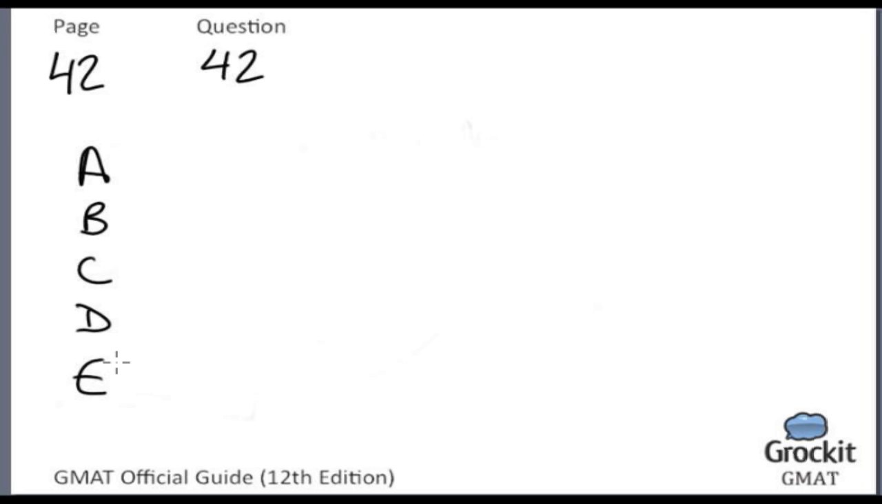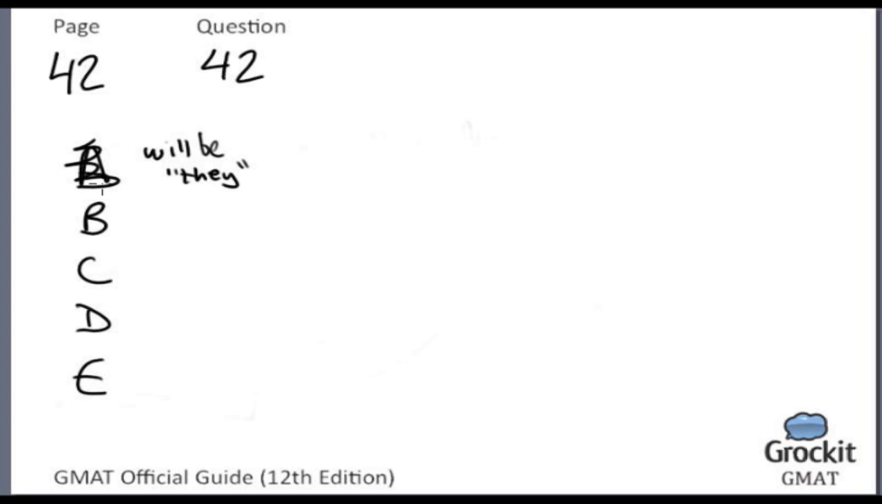Especially on the GMAT where ambiguity is death. So in choice A, we have the strange future tense "will be." We also have the ambiguous "they." So choice A's got some problems.